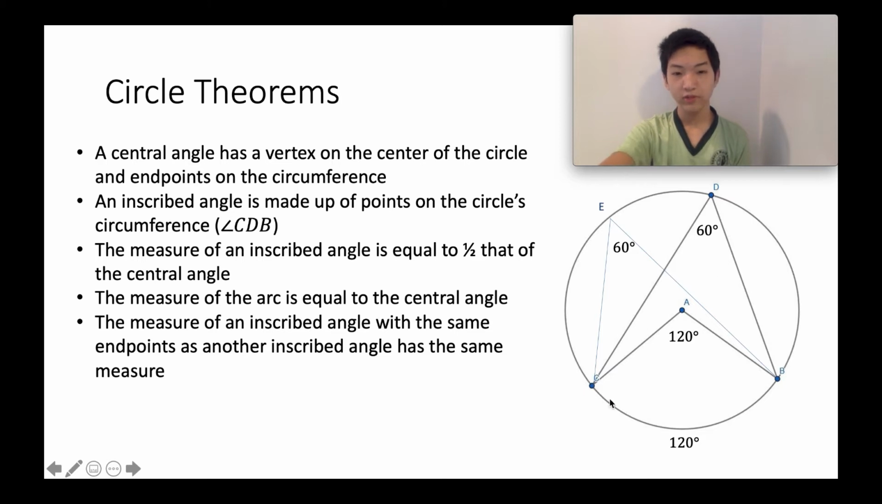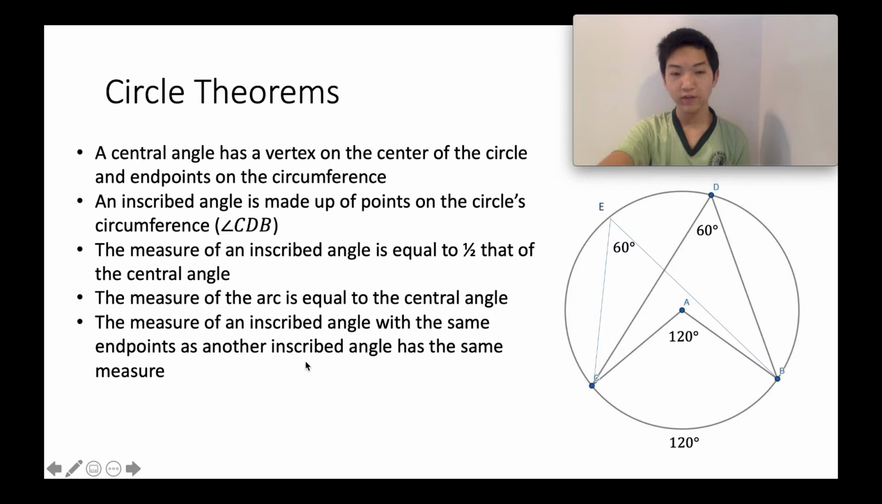The measure of the arc is equal to the central angle. So arcs have a degree measure that's associated with them. So you see here the central angle is 120 degrees. So the measure of arc CB would be 120 degrees as well.